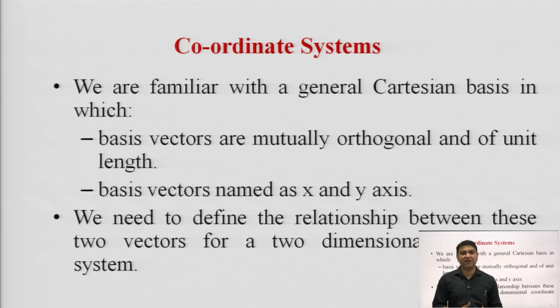So, what is the basic thing behind this coordinate system? We are very much familiar with the general Cartesian basis, in which basis vectors are mutually orthogonal and of unit length.